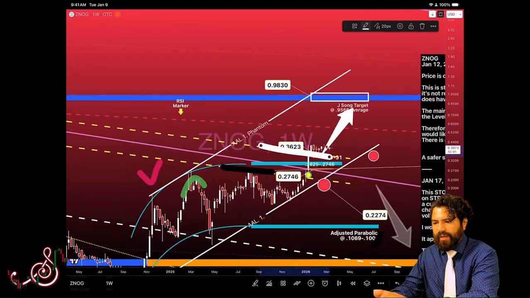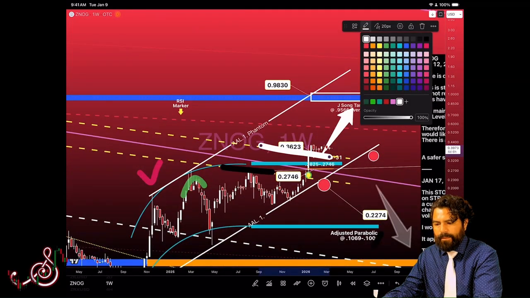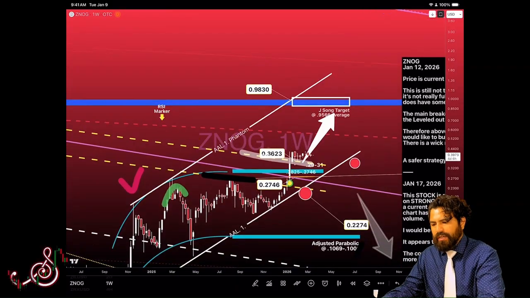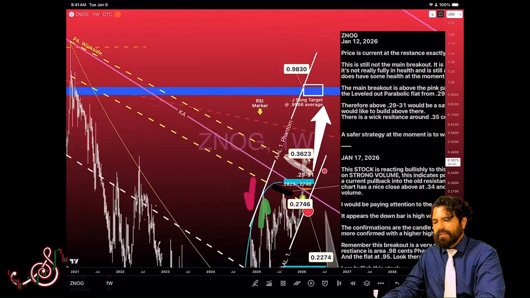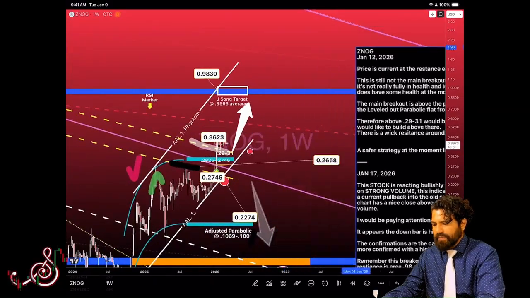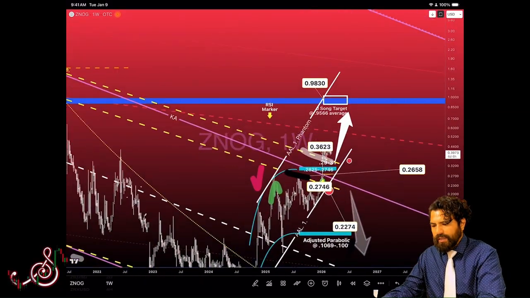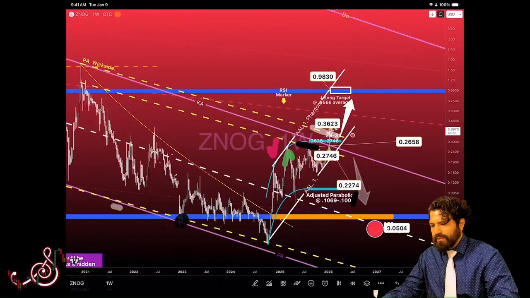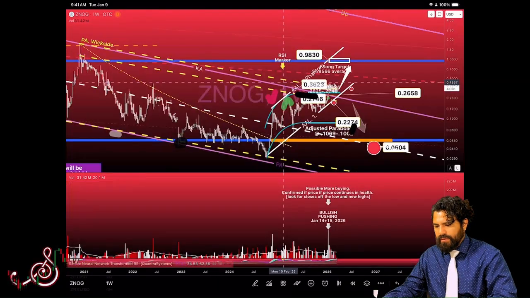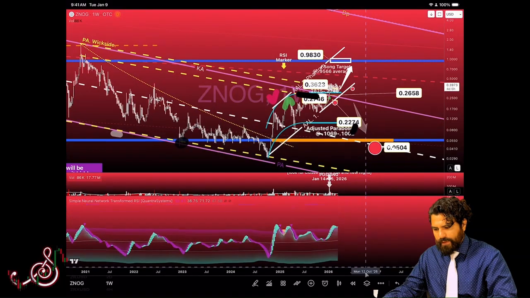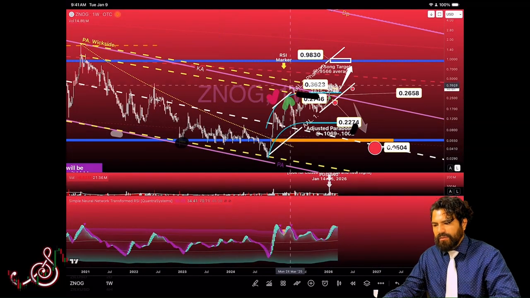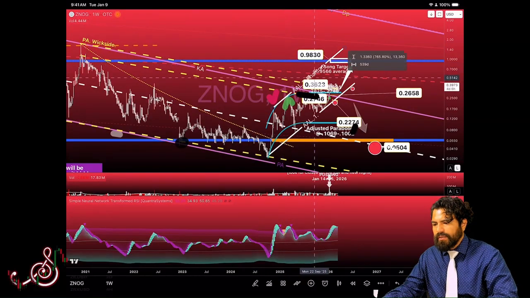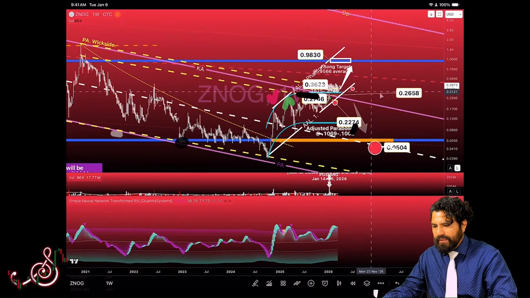This was a very large breakout for ZNOG. I am bullish this stock. I believe it's going to be going up towards 96 cents area. I have an RSI marker for price base. Yeah, but now we're in the breakout, so we don't need the RSI marker anymore because we're going to be reading the downside. Okay.